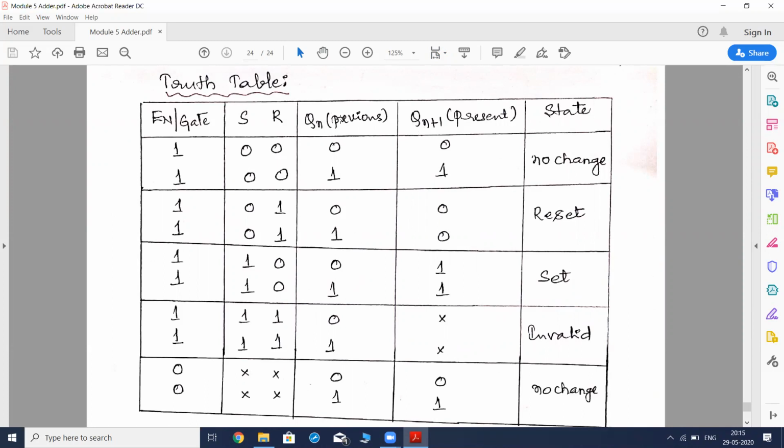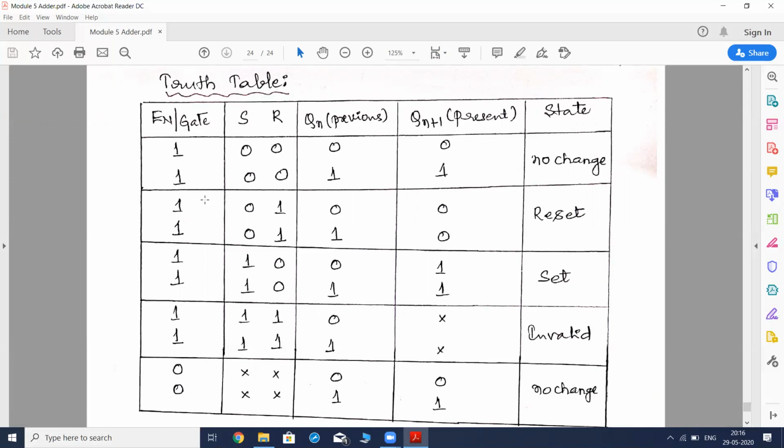For you, take it like this because this is more convenient for you to understand. Take Qn as the previous state, Qn plus 1 as the present state, and then the state of the latch. But we are going to get proper outputs whenever the enable signal or the gate signal is 1. That means the latch is going to work when enable or gate is 1. When we give 0 to enable or gate, at that time it is going to retain its state. That means there will be no change in the condition.